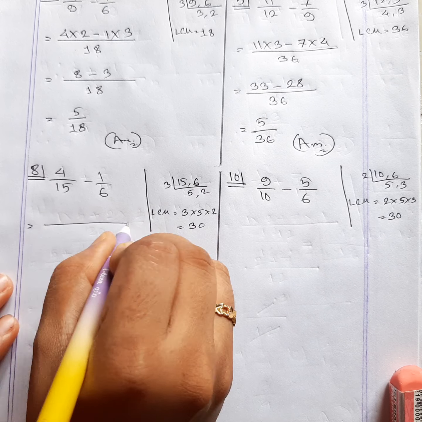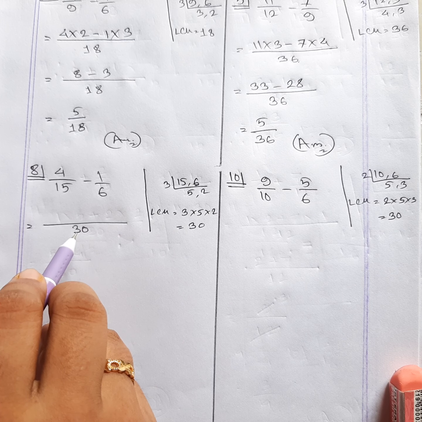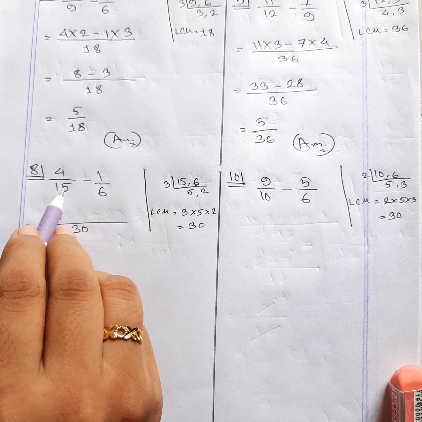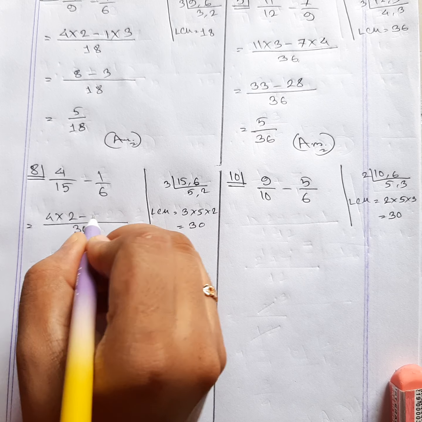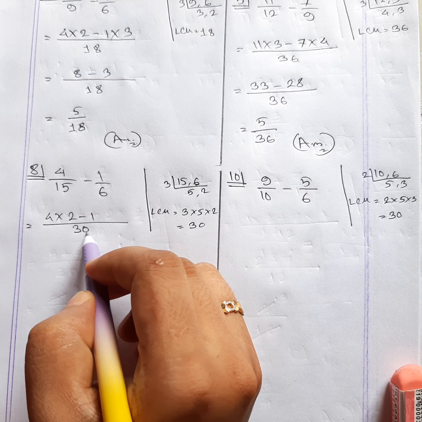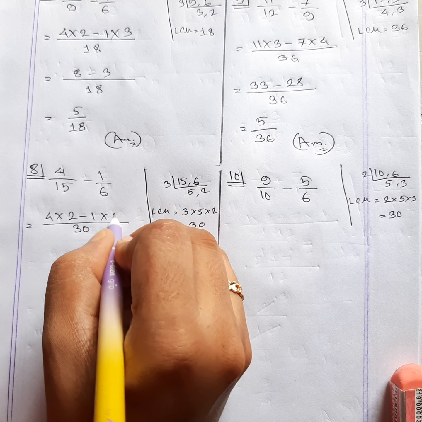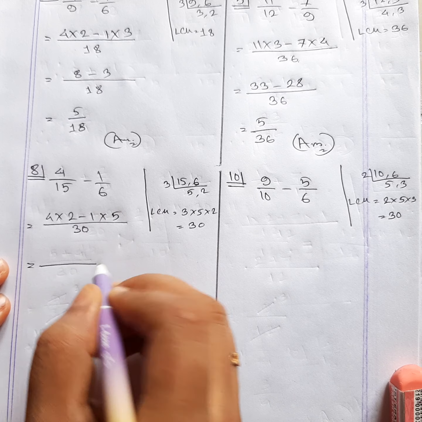Now it is having 30. Dividing 30 by 15, you'll get 2. 2 is multiplying with 4. Why? Because this one is the first denominator and that one is the first numerator. Dividing 30 by 6, you'll get 5. And 5 is getting multiplied with 1. You already know why with 1, okay?